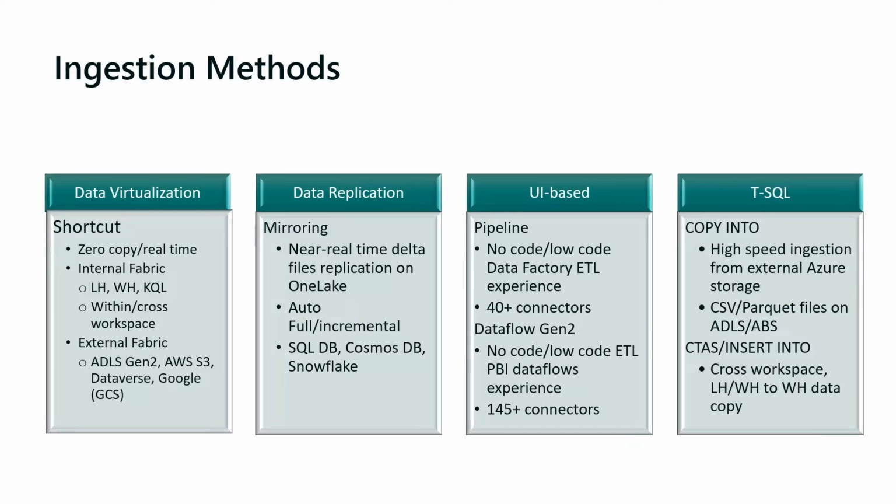So the second method is data replication. This feature is called mirroring. It provides near real-time replication on OneLake. It automatically converts your source database into Delta file format. You can replicate full or incremental data with near real-time latency.